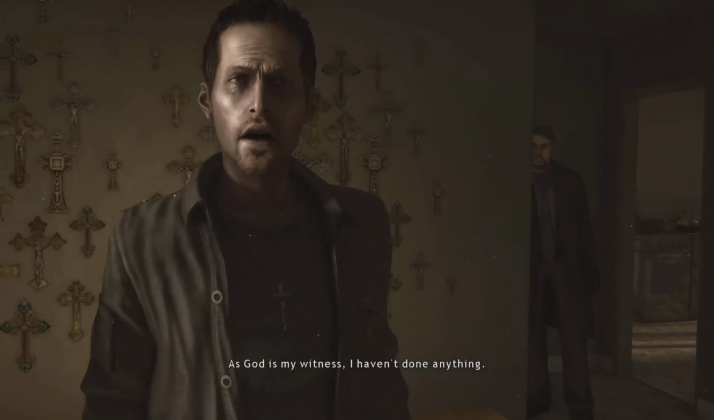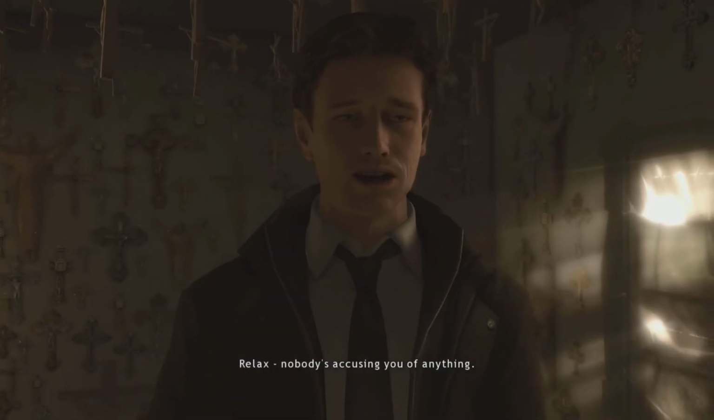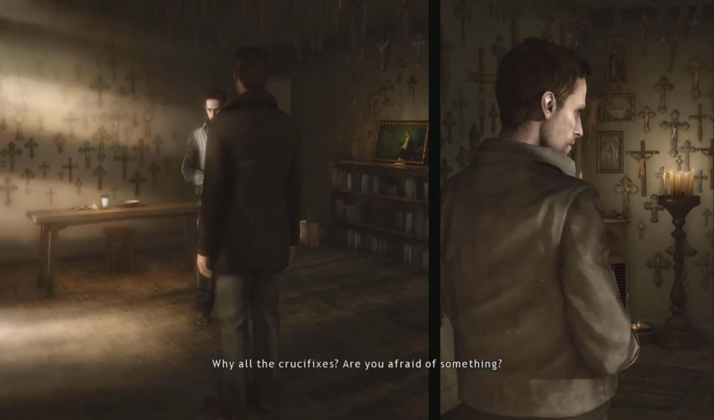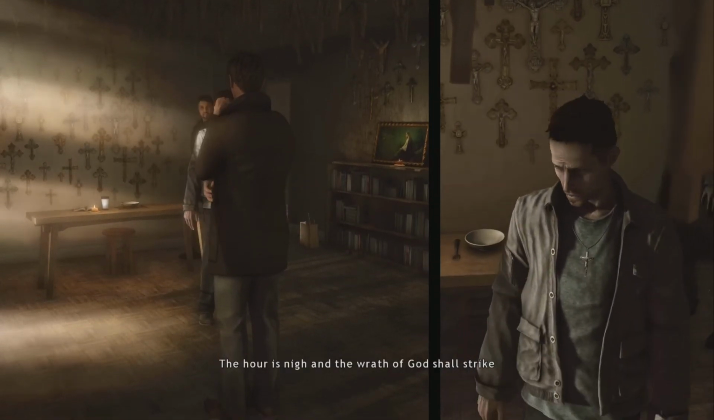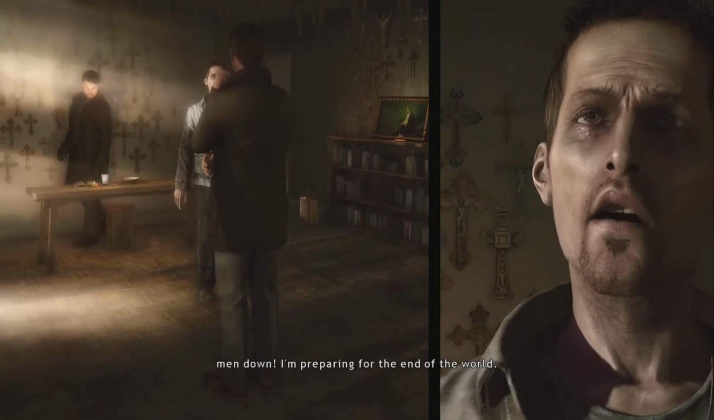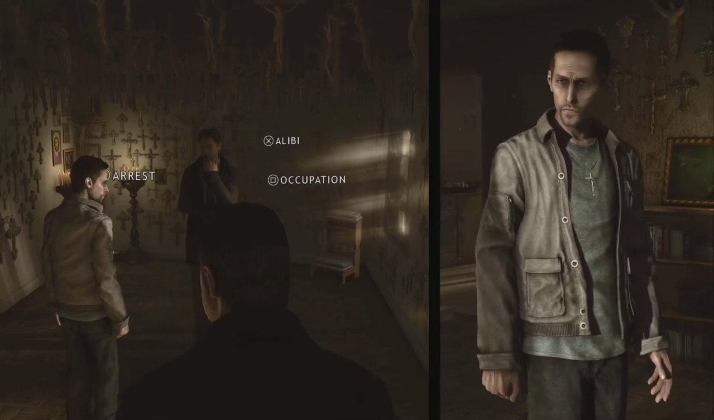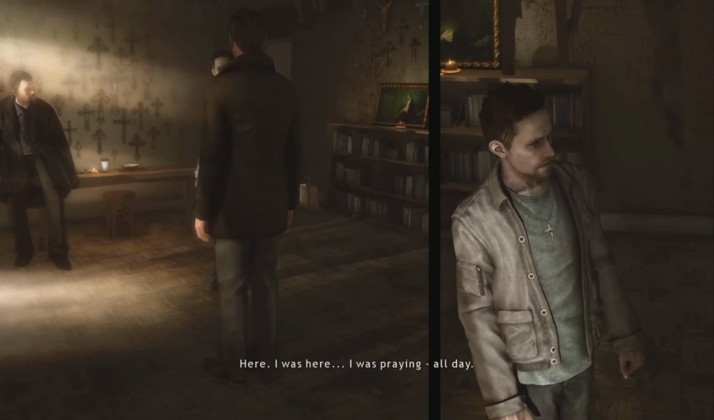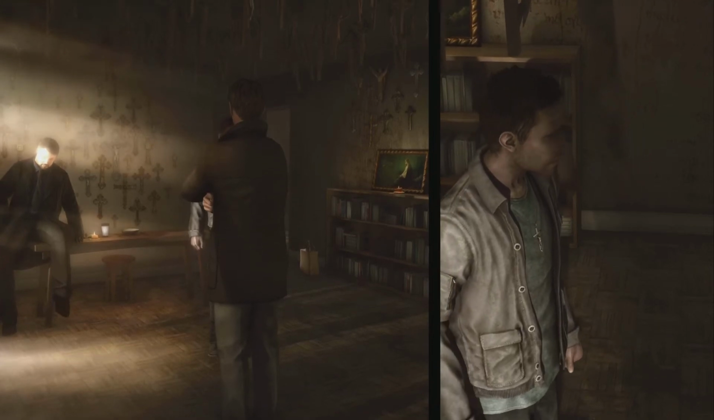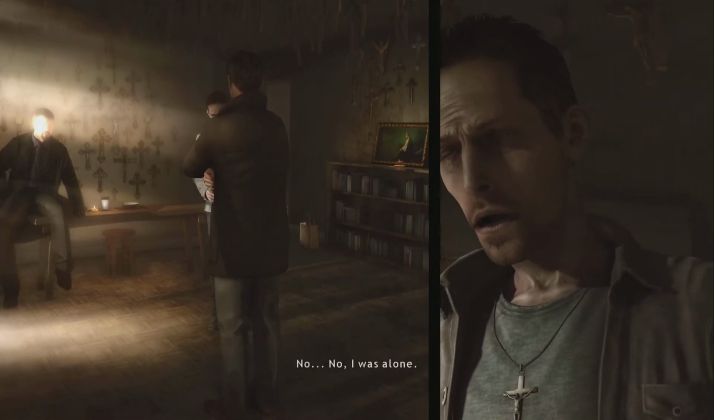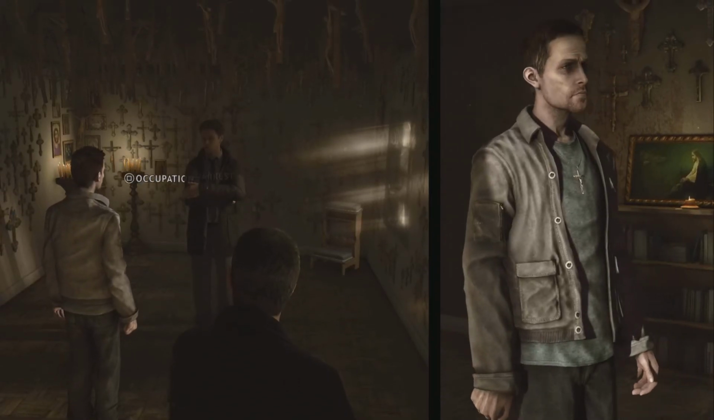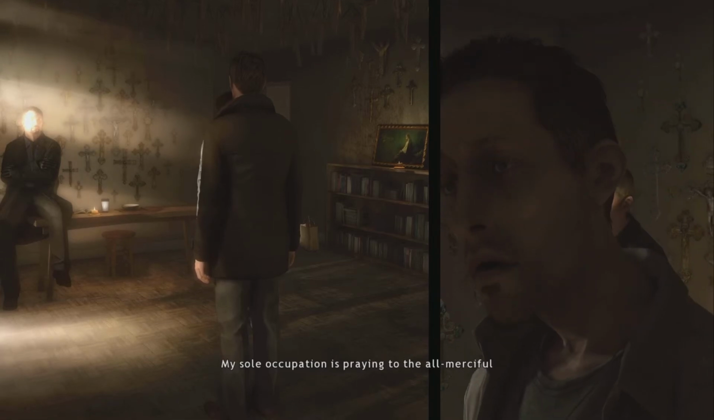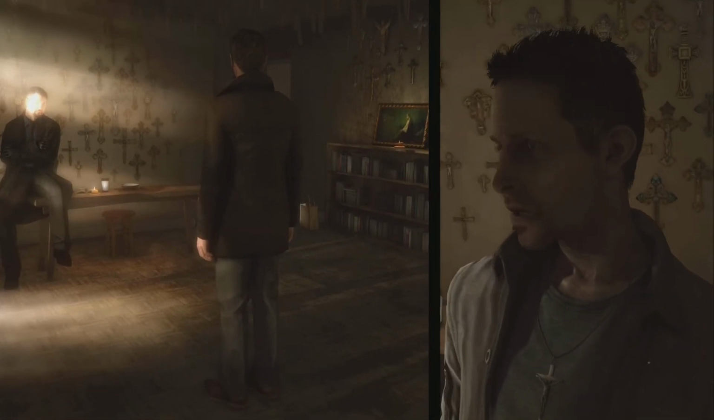As God is my witness, I haven't done anything. I'm innocent. Relax. Nobody's accusing you of anything. We just want to talk. Why all the crucifixes? Are you afraid of something? The hour is nigh, and the wrath of God shall strike men down. I'm preparing for the end of the world. Nathaniel, do you remember where you were last Tuesday at 4:30 p.m.? Here. I was here. I was praying all day. Was there anybody with you? No, I was alone. Where do you work, Nathaniel? You have a job? My sole occupation is praying to the all-merciful Lord for the salvation of humanity.